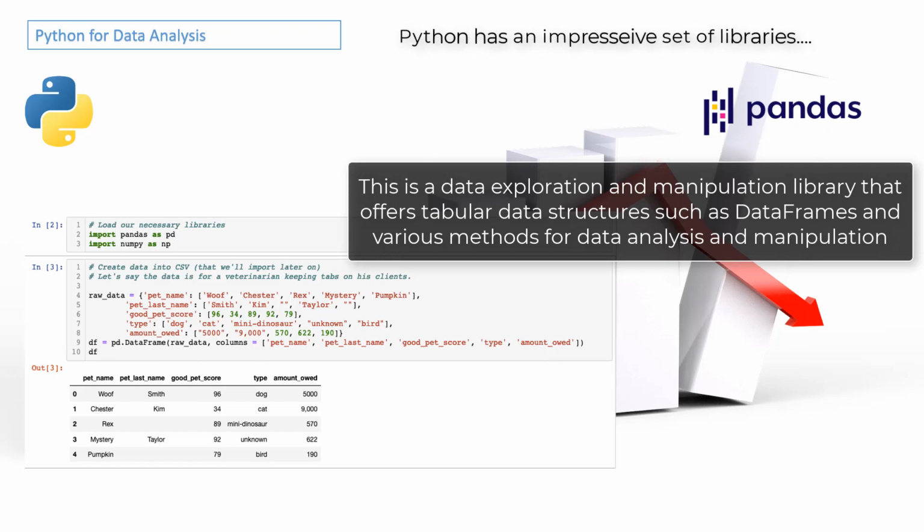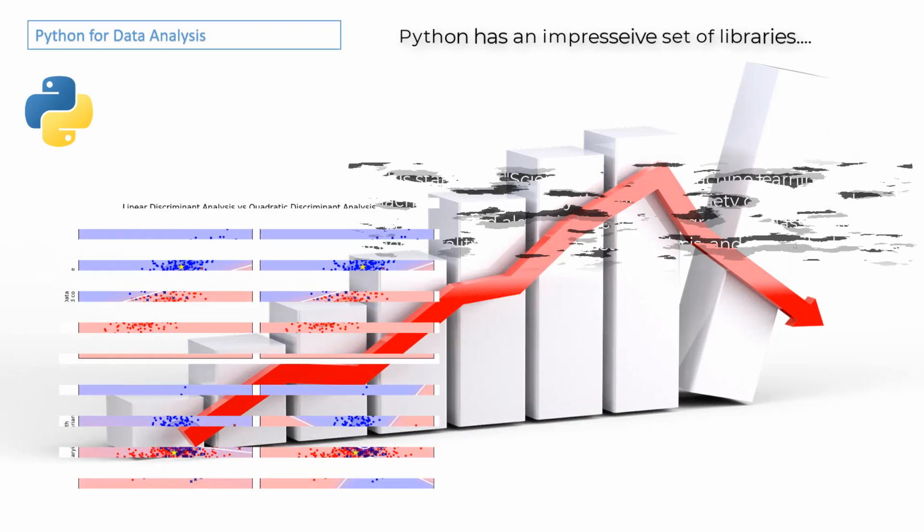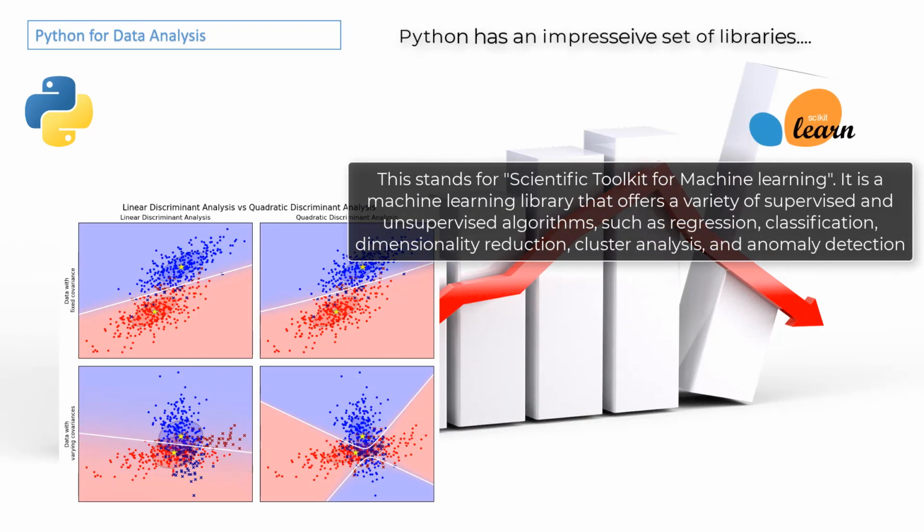So the other library is Scikit-learn, which stands for Scientific Toolkit for Machine Learning. It is a machine learning library that offers a variety of supervised and unsupervised algorithms such as regression, classification, dimensionality reduction, cluster analysis, and anomaly detection.